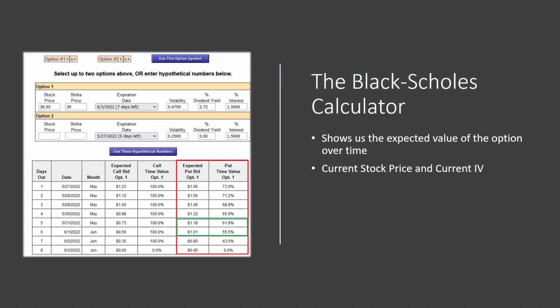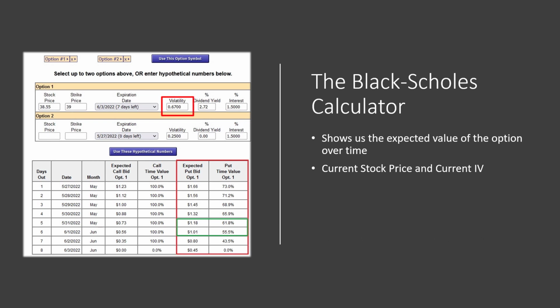From the option chain or from other tools, I can link to the Black-Scholes calculator. This shows us the expected value of the option over time if the stock stays even at the same stock price, but using the current implied volatility of that near-term option. So what we're seeing here is we head into the earnings on May 30th, May 31st. We'd still expect this option to be priced at 118 on May 31st, even if the stock was trading at 38.55. And on June 1st, after the earnings and some of the movement clears out, we'd still expect the option to be worth 101 with an implied volatility of 0.67.